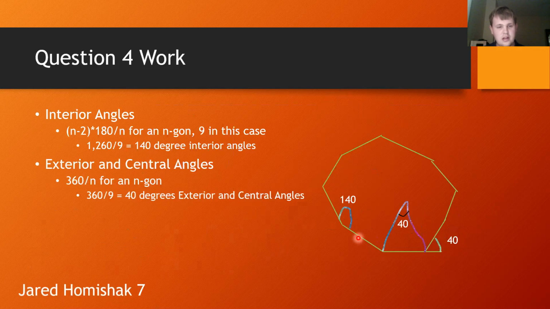Now for exterior and central angles, we have 300. The formula for an exterior and central angle is much easier. The formula is simply 360 over n, for a polygon with n sides. So all we have to do is plug in 9, and we get 40 degrees for the exterior and central angles. Now, the thing you also want to realize is that these angles do add up to 180 degrees.